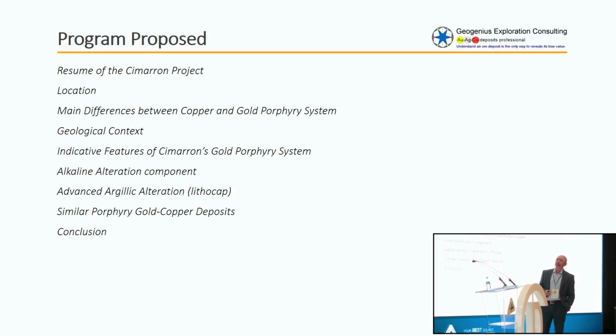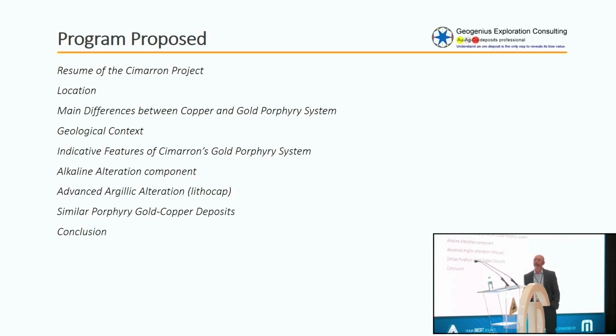So the program proposed for today: a summary of the Cimarron project and its location, the main difference between gold and porphyry systems. Once again, that's a big talk, so I'm going to be very general on this. Then the geological context for the Cimarron project, features indicative that Cimarron would be a gold porphyry system, the alkaline alteration component, which is very important in these systems, and the advanced argillic alteration that was recognized by Michelle Robinson. Thank you, Michelle, very good work. And also similar porphyry gold deposits in the world, and the conclusion. So that's the program.